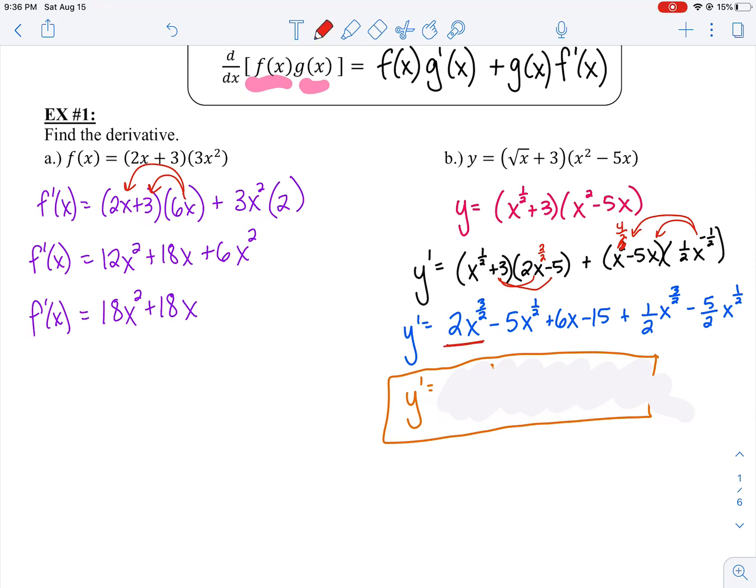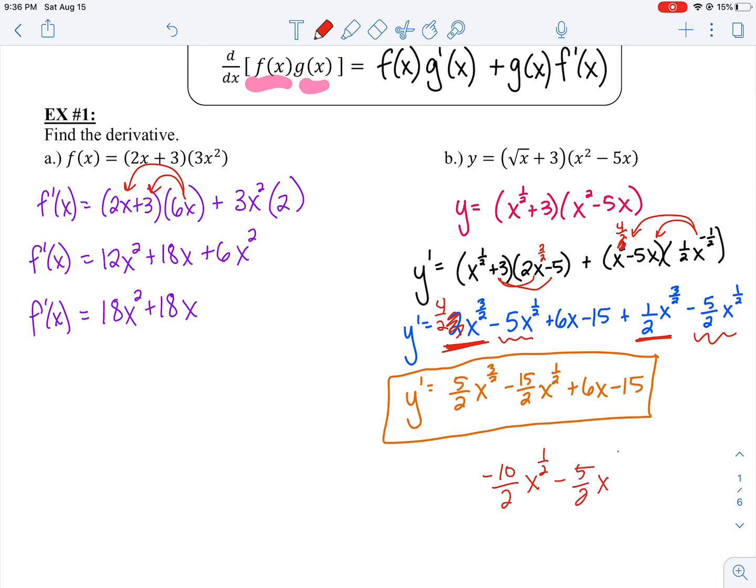Now I have some like terms here. I have a 2x to the 3/2 and a 1/2 x to the 3/2. So again, I can combine those, but I need to add my coefficients together. So instead of calling this a 2, again, can I call it 4 over 2? So that means my 4 over 2 plus my 1 over 2 is really a 5 over 2 x to the 3/2. I also am going to do the same thing with my negative 5 x to the 1/2 and my negative 5/2 x to the 1/2. If I think about my negative 5 being a negative 10 over 2 x to the 1/2, and I'm going to subtract 5/2 x to the 1/2, I really have a negative 15/2 x to the 1/2, right?